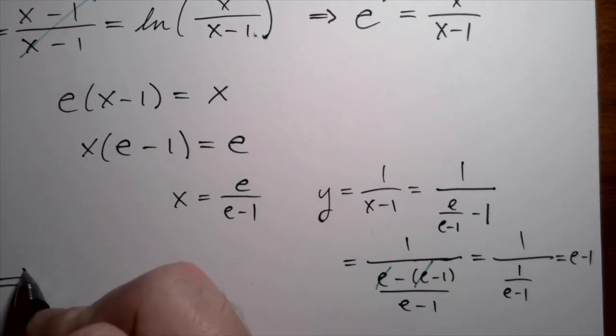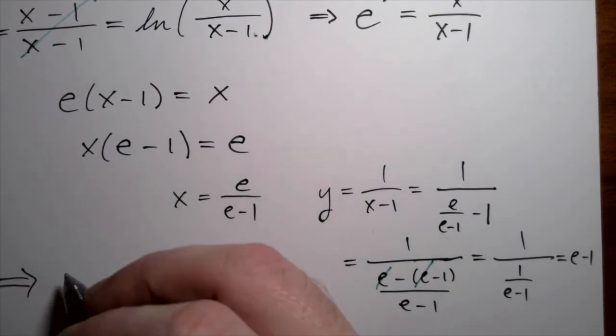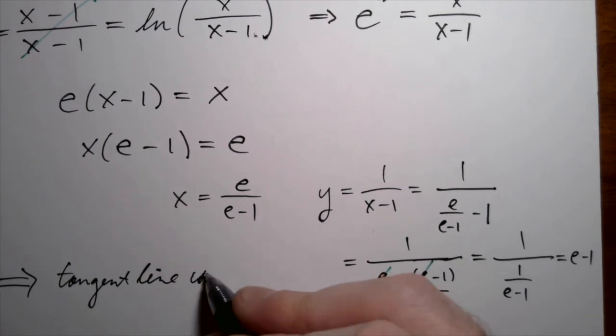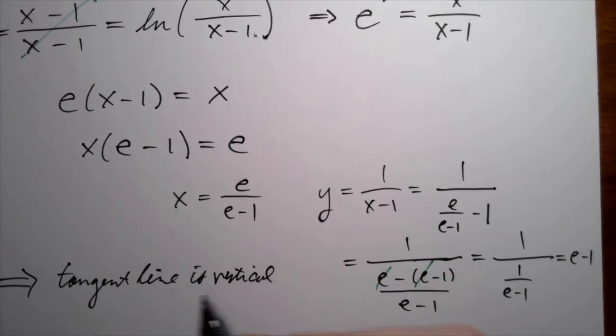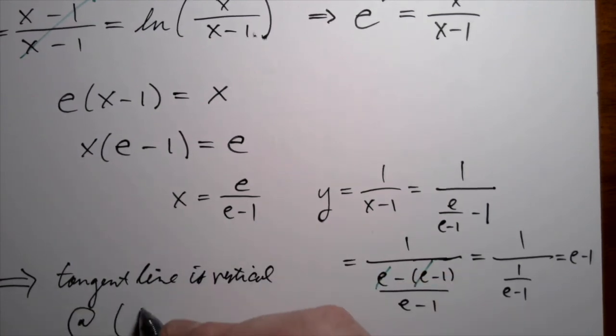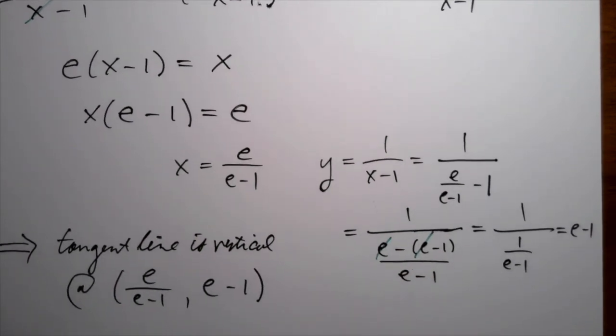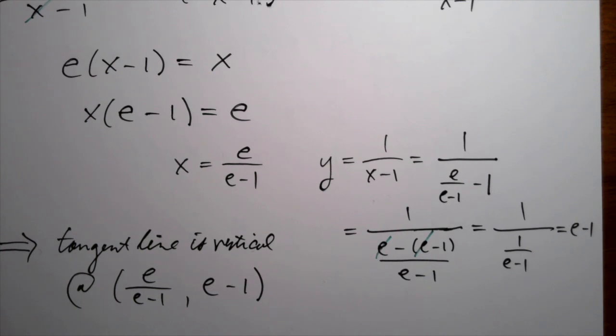So at the end of the day, after all of that algebra, we have found that the tangent line is vertical at this point in the plane, e over e minus 1, comma, e minus 1. That's where the tangent line is vertical.